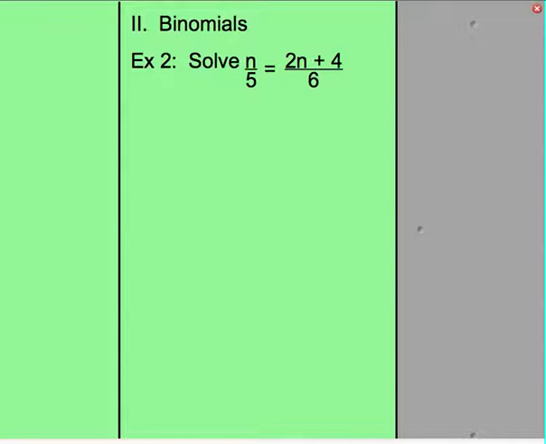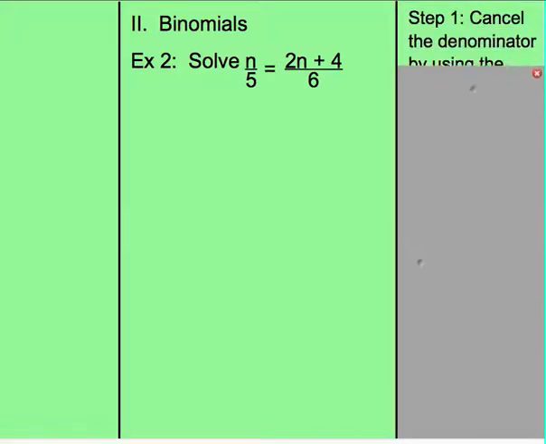Now we're going to take a look at some where there's binomials. So, this time I have a variable on both sides. How do I solve? Well, I'm still going to use the golden rule to cancel the denominator. But now I'm going to have to do step 1 twice in order to cancel my 2 denominators since I've got variables on both sides. So I'm going to cancel the simpler denominator first, and that's the one that's under my binomial. So I'm going to multiply both sides by 6.